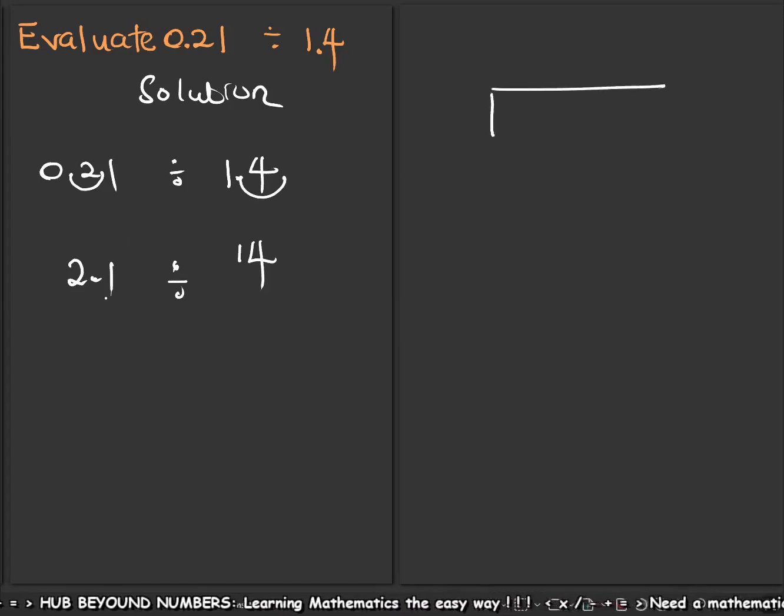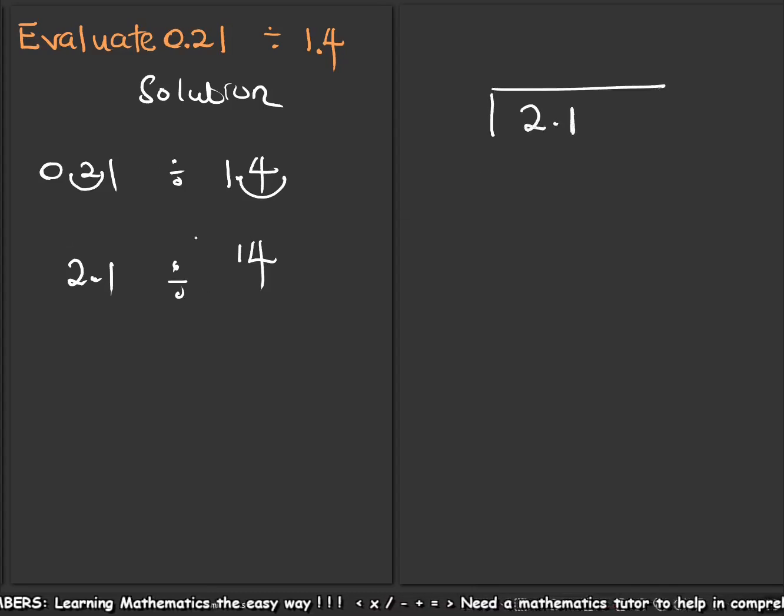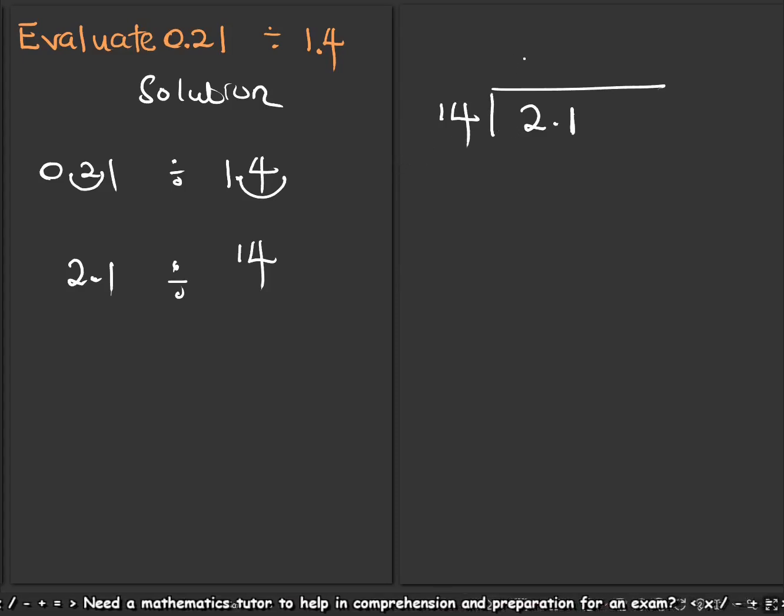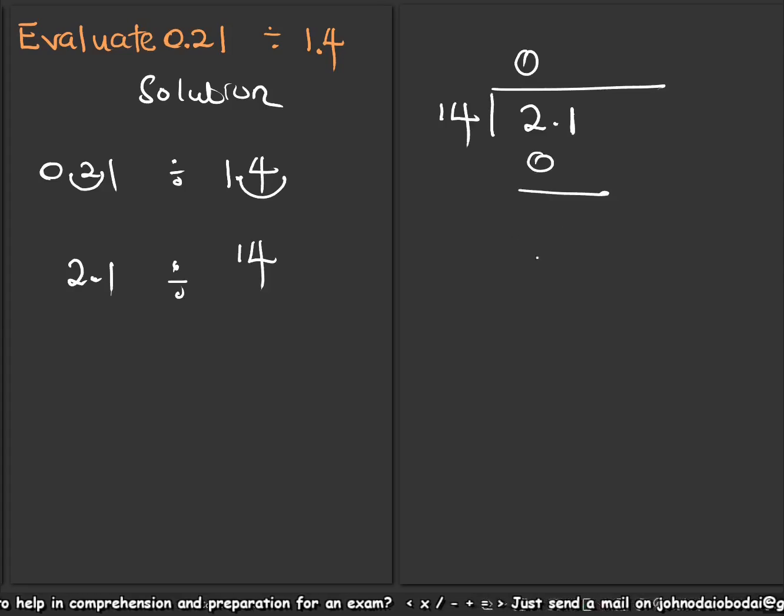So we put our dividend inside, and then we have our 14 outside. You see that? Then now you start your division. So 14 divides 2 how many times? It's 0. And 14 times 0 gives us 0. And if we subtract, what do we have left? We have 2 left. That is 2 minus 0. Then now that we are at the decimal point, we put that there nicely. And we are allowed to bring this 1 down.